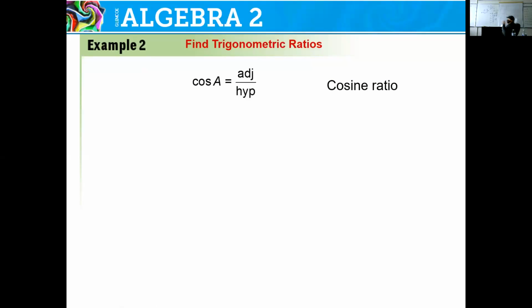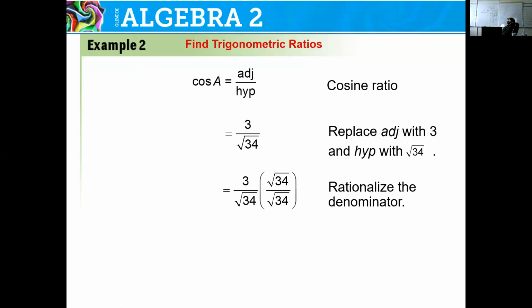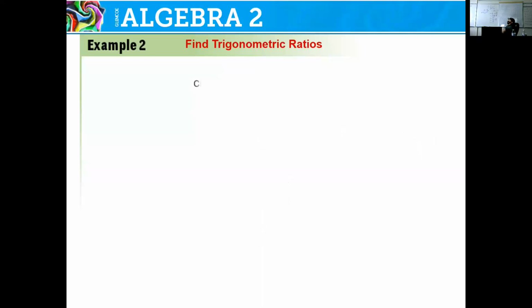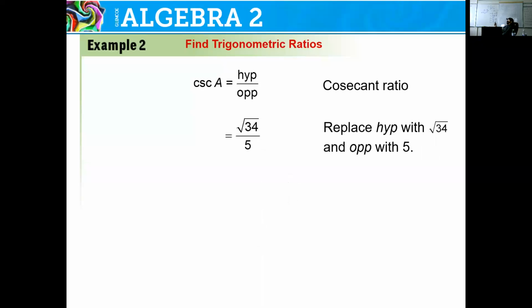Then we have cosine. The adjacent side was 3, so 3 over the square root of 34. Once again, we're going to have to rationalize it because we have a radical in the denominator. Once we're done with that, it'll be 3 square root of 34 over 34. Now our next one, cosecant, is square root of 34 over 5. Or you could just flip the original sine function before we rationalize the denominator, to make it quick.